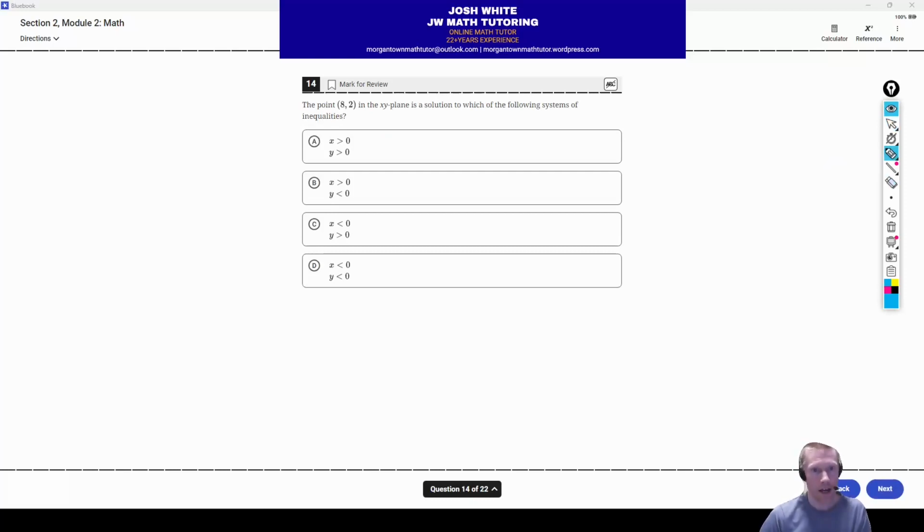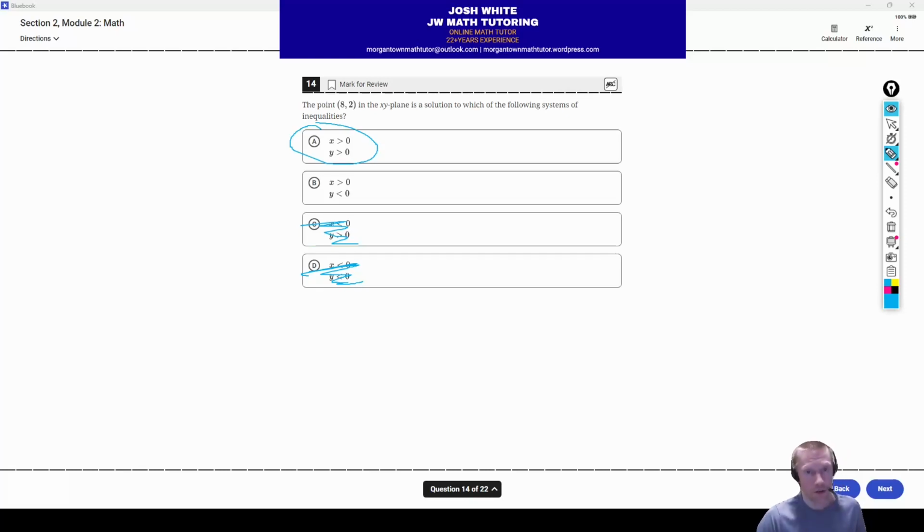All right, here we have a point, and it wants to know which of these pairs of linear inequalities it is a solution to. So the easiest way is to notice that the x value is positive, so that means x has to be greater than 0. Right off the bat, we can get rid of this. And the y value is positive, which means the y value has to be greater than 0 as well. So the correct answer is going to be letter A.